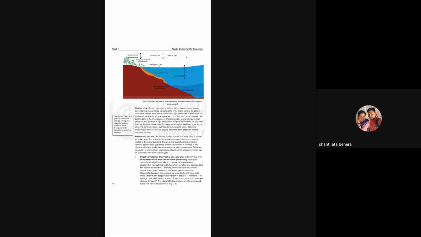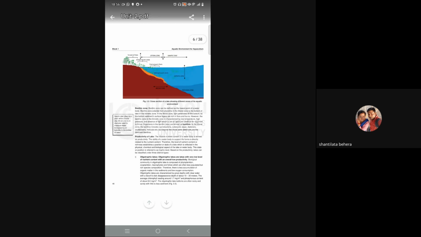Okay, so there is another zone in the lake that is the benthic zone. So benthic zone can be defined as the lowest point of the water body. So the lowest part is the benthic zone. Okay, so it extends from the shore line in the littoral zone to the bottom of the lake in the limnetic zone. Benthic zone extends from the shore line in the littoral zone to the bottom of the lake in the limnetic zone.